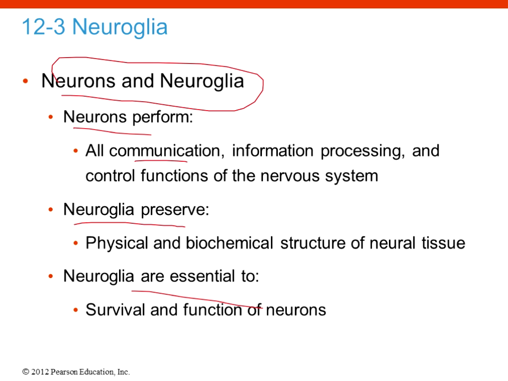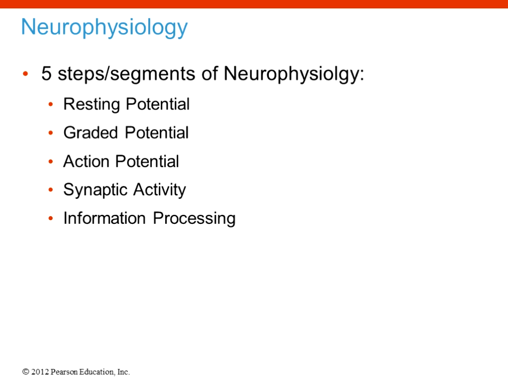So the glial cells are essential, right? They are essential to survival and function of neurons. Oftentimes you have a disease state or a neurodegenerative state. Researchers might look towards glial cells to see if they, for some reason, are being inhibited from doing their job and providing adequate protection for the neurons. So the glial cells are really important from that standpoint.